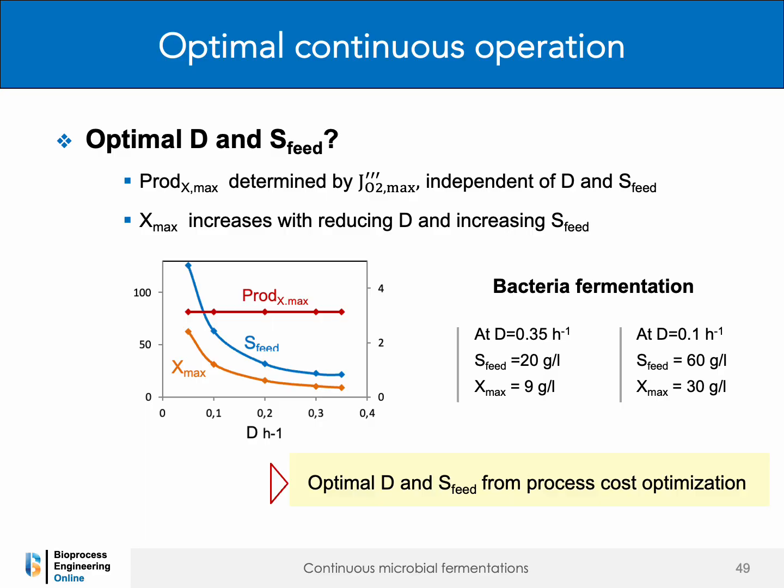Consequently, if production cost is the ultimate optimization criterion, the optimal operating dilution rate and feed substrate concentration cannot be determined based on fermenter performance alone. Optimization of continuous fermentation therefore requires an integrated economic evaluation of the entire production process.